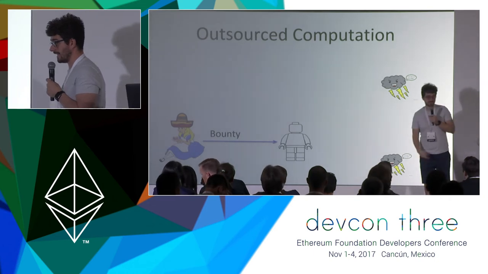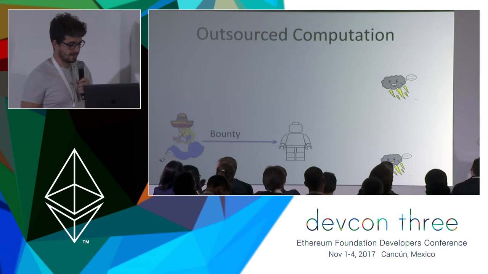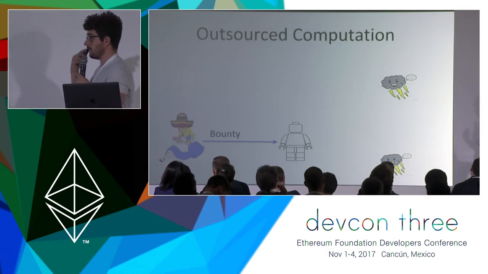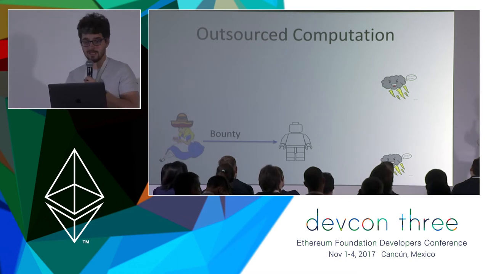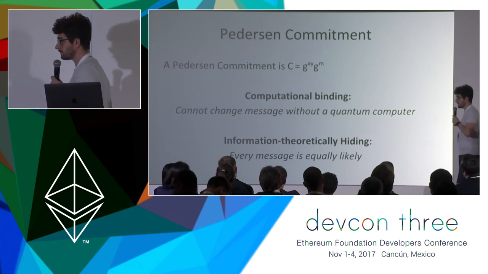So what she wants to do is set up a bounty. So now there's a smart contract out there. And if the two clouds can prove that they did the same computation and they got the same result, the contract will reward the clouds for their work.